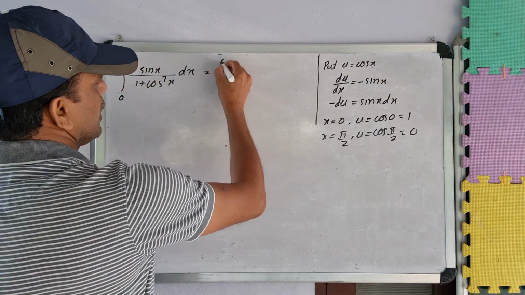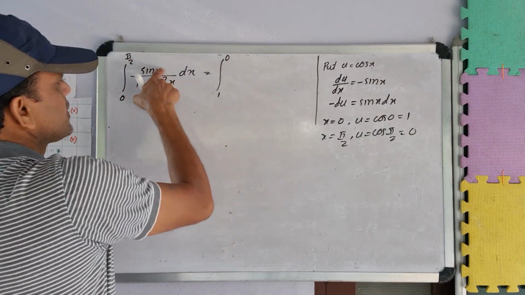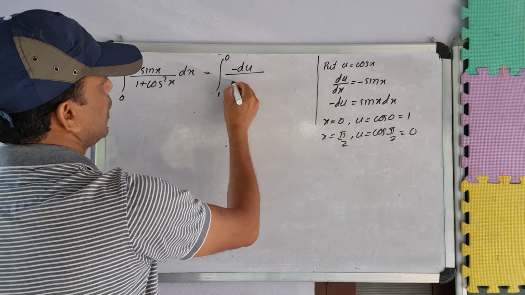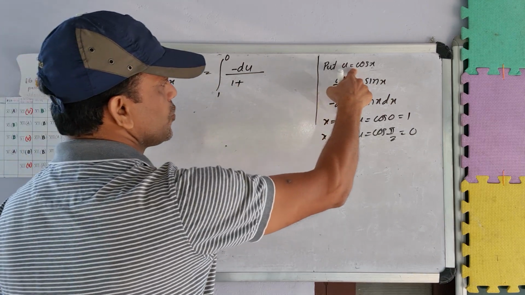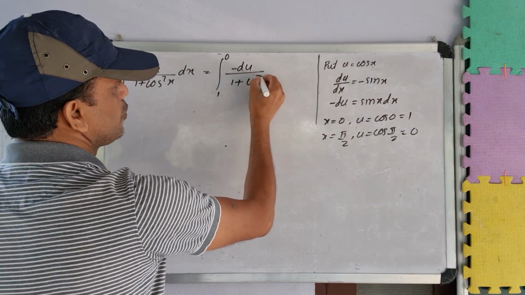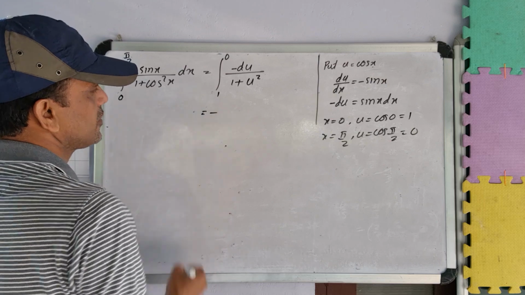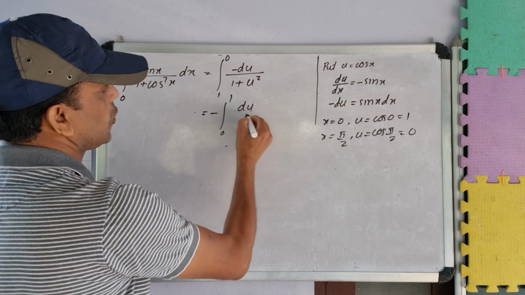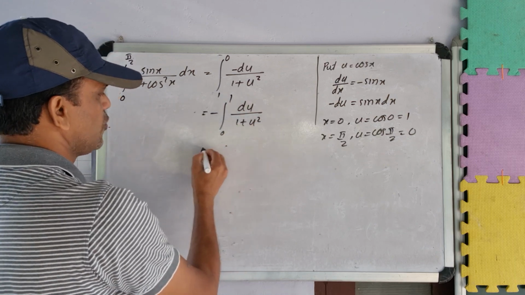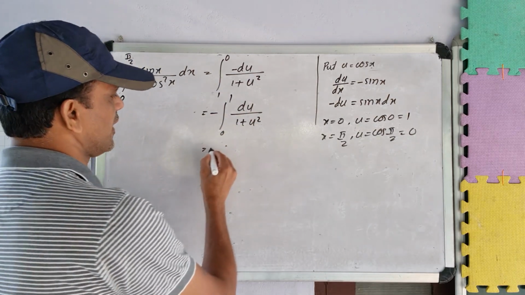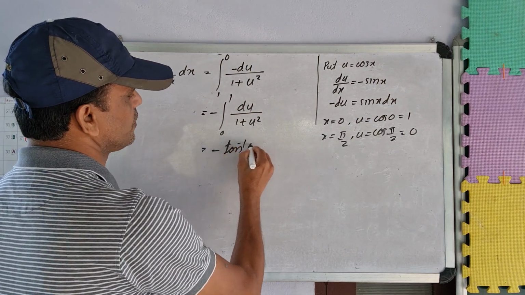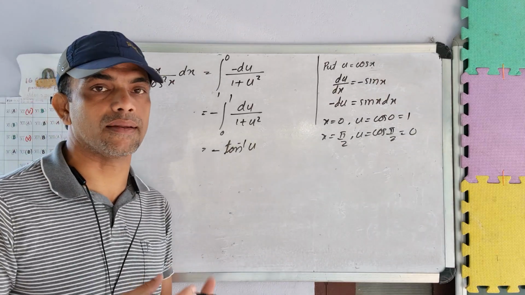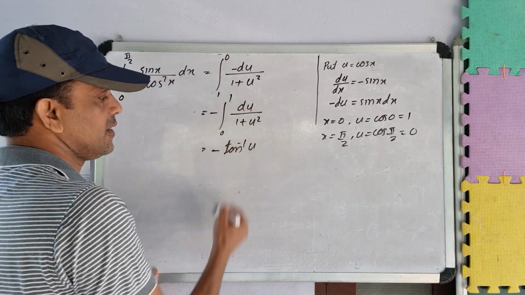Let's substitute: integral 1 to 0, sine x dx now becomes negative du over 1 plus cos x, where cos x is taken as u, so it's 1 plus u squared. If you take the negative out, it's an easy one. Integral 0 to 1 du over 1 plus u squared, and you must know the integral of this term. It is tan inverse u, because 1 over 1 plus u squared is the derivative of tan inverse u.